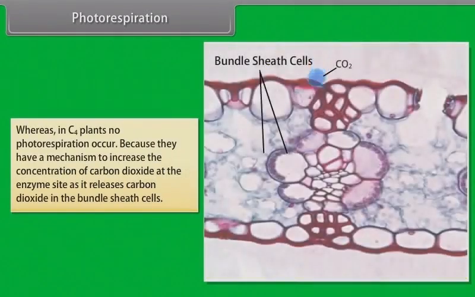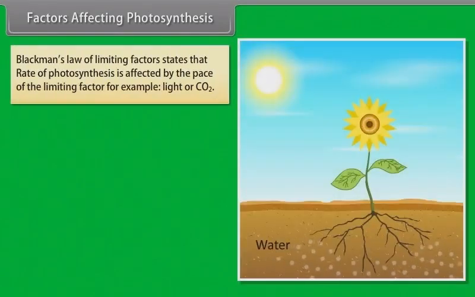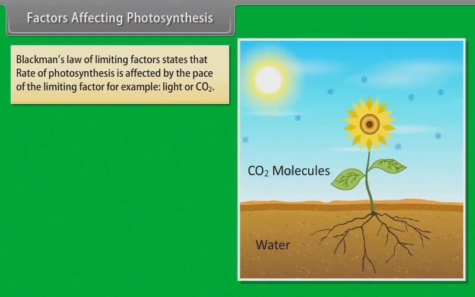Whereas, in C4 plants, no photorespiration occurs because they have a mechanism to increase the concentration of carbon dioxide at the enzyme site, as it releases carbon dioxide in the bundle sheath cells. Factors affecting photosynthesis. Blackman's law of limiting factors states that the rate of photosynthesis is affected by the pace of the limiting factor, for example, light or CO2.